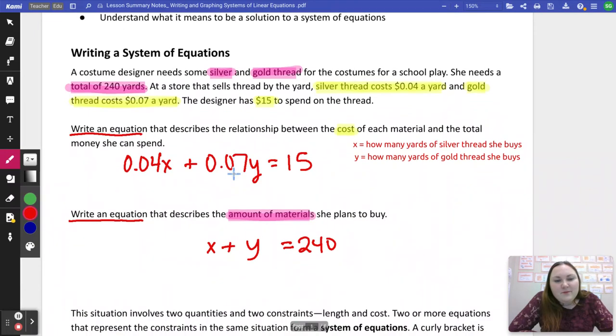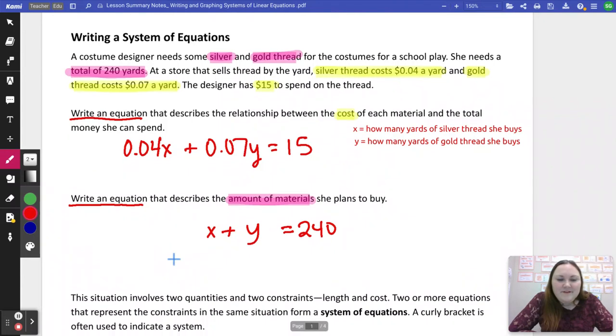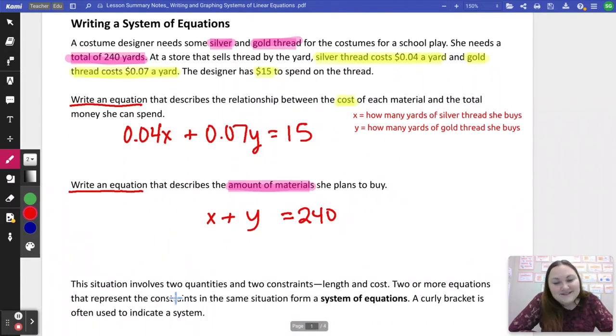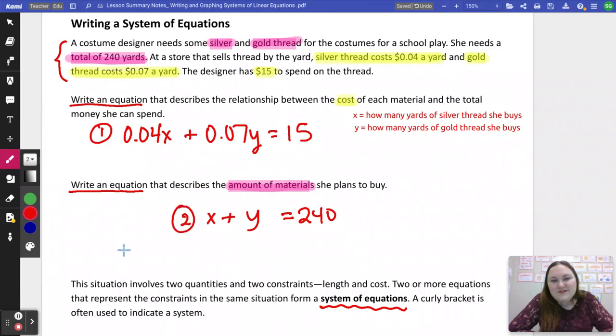From this problem here, when we create two equations to represent two constraints from the same situation, this right here is what systems of equations come from. So we've got down here, this situation involves two quantities and two constraints, length and cost. Two or more equations that represent the constraints in the same situation form a system of equations. So as we go through this unit on systems, the stories we're going to be looking at are going to be similar to these, where there are not one, but two equations we can generate from that information.